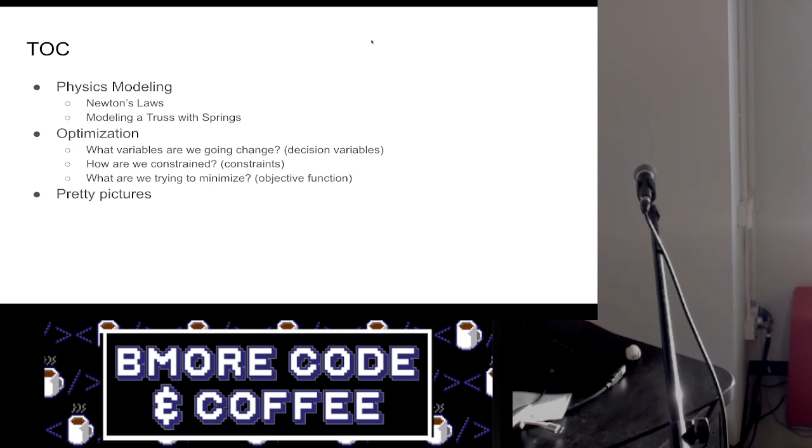So we're going to talk about the physics modeling, and really you can stuff any model into this. As long as you have some kind of mathematical model of any kind, you can stuff it into an optimization algorithm and then explore what kind of minimums and maximums that system might have. For this one, we're going to be dealing with Newton's laws, and we're going to model a truss with springs because it's a very simple structural model. It's one of the simpler ones. And then we're going to talk about basic ideas about optimization, what decision variables are, what constraints are, and what an objective function is, and then we're going to look at some predictions.